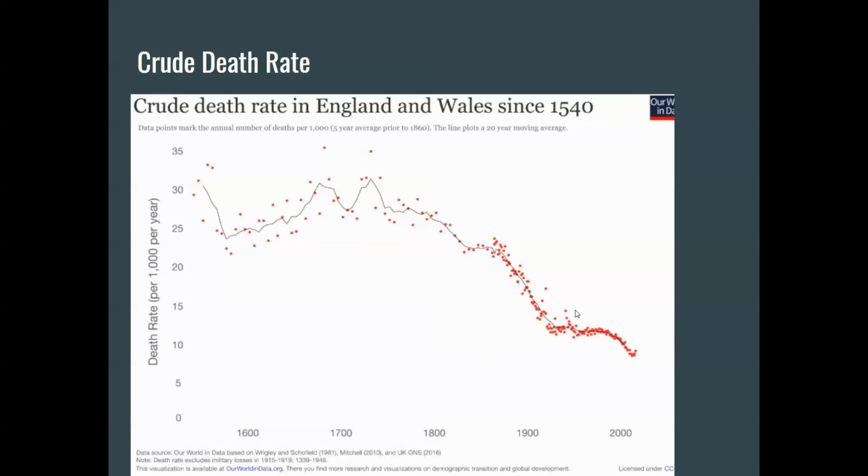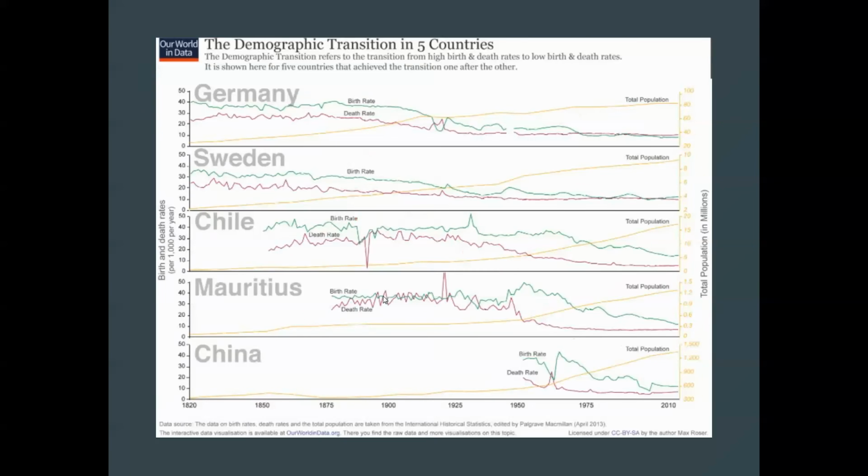If we look at the same, and again, this is just England's data, but if we look at death rates, notice that we have, again, a similar kind of line and trend, but that the downward trend starts earlier than the birth trend. So crude death rate is also following a similar pattern, but it's offset a little bit.